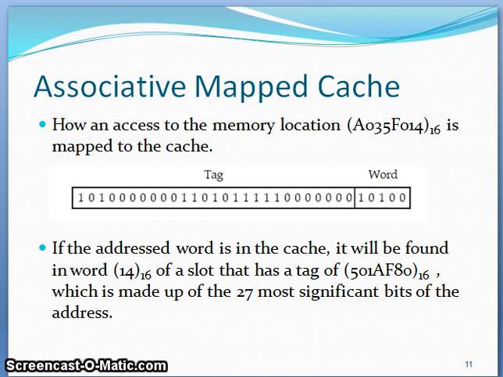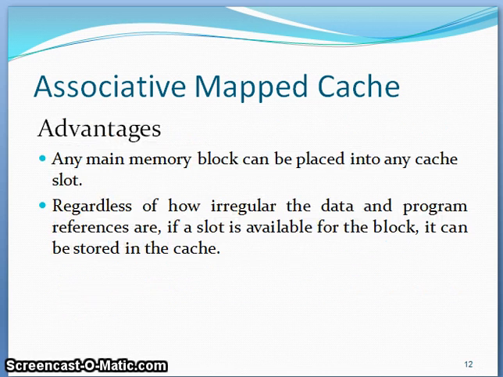Now, how is an access to a memory location mapped to the cache? You can see from the diagram. If the addressed word is in the cache, it will be found in a word of a slot that has a tag of 501AF80 hex, which is made up of the 27 most significant bits of the address. Now the advantages of associative memory mapping.